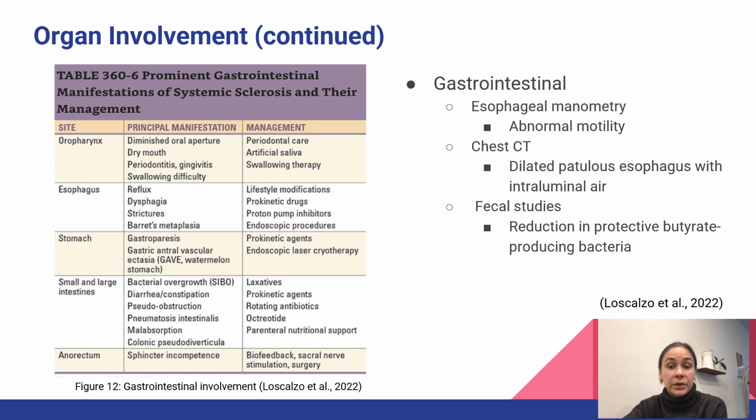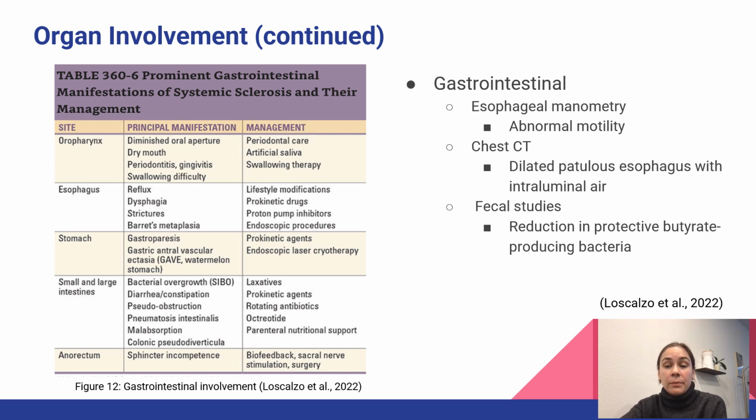You can have bacterial overgrowth or diarrhea, constipation, sigmoid volvulus, fecal incontinence, GI bleeding, and rectal prolapse. You can have pseudo-obstruction, pneumatosis intestinalis, malabsorption or colonic pseudodiverticula. You can also have sphincter incompetence, and primary biliary cirrhosis can occur, though the liver is rarely affected.